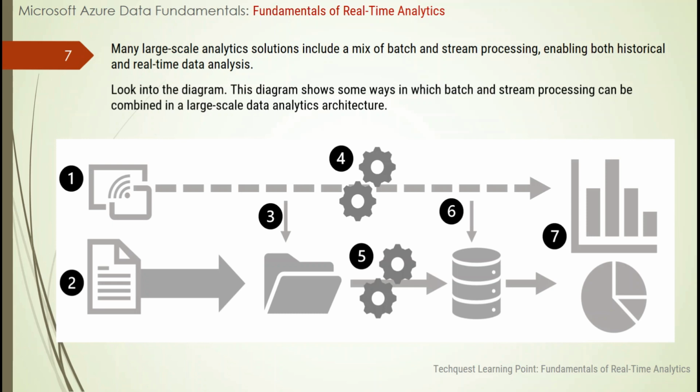5. The non-streaming data is periodically batch processed to prepare it for analysis, and the results are persisted in an analytical data store, often referred to as a data warehouse, for historical analysis. 6. The results of stream processing may also be included in the analytical data store to support historical analysis. 7. Analytical and visualization tools are used to present and explore the real-time and historical data.